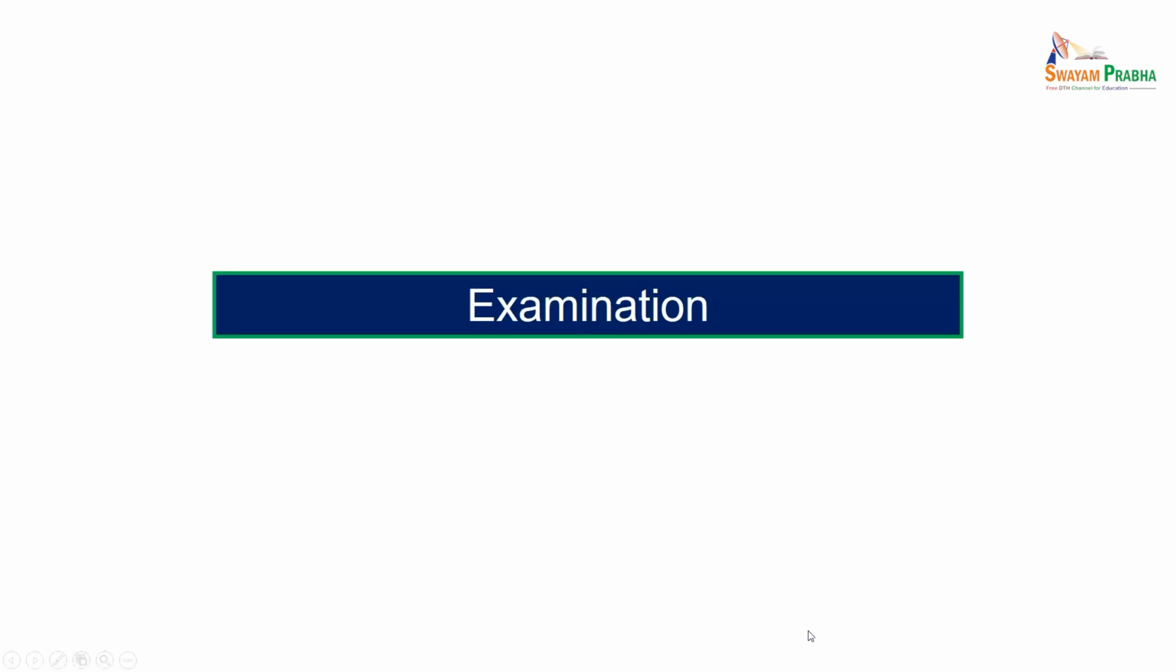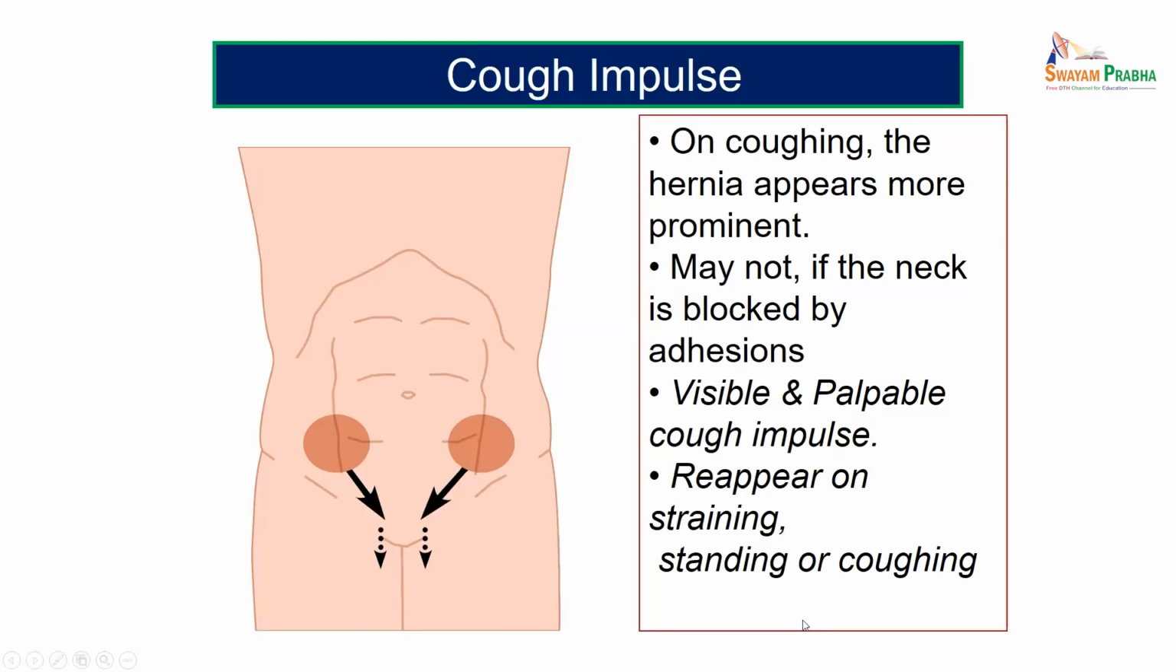Now let us look at the examination findings. Once you examine the patient, there is a cough impulse in case of inguinal hernia. That is, when the patient coughs, the hernia appears more prominent. So this is called a visible and palpable cough impulse. It reappears on straining, standing or coughing. But the cough impulse may not be present if the neck of the sac is blocked by adhesions. So this is one important examination finding in case of inguinal hernia.